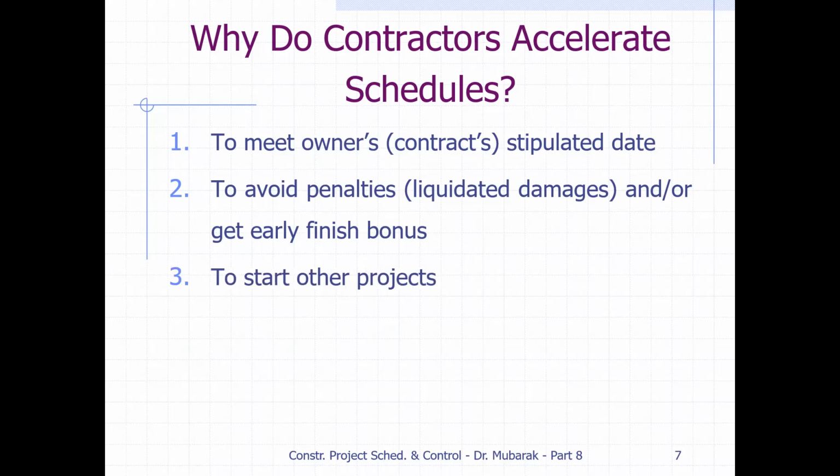The next point is to start other projects. Sometimes a contractor wants to start a new project. They got a new project, so they want to shift their resources, their labor force, their equipment to the new project. So they want to finish the current project as early as possible, simply to reduce cost or increase profit. These are the main reasons why the contractor wants to complete the project with reduced or minimum cost, and to increase profit. Otherwise they will have to pay money for liquid damages or anything.